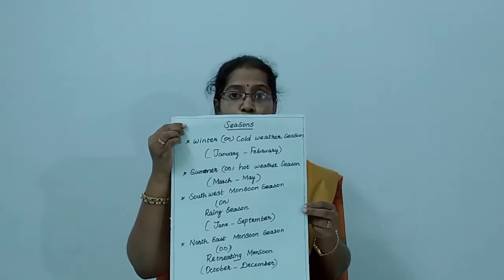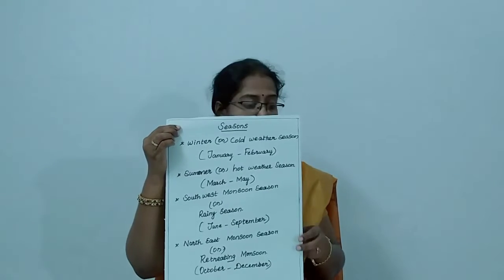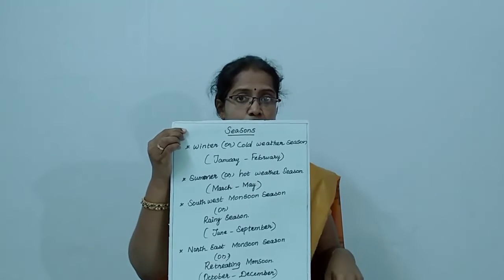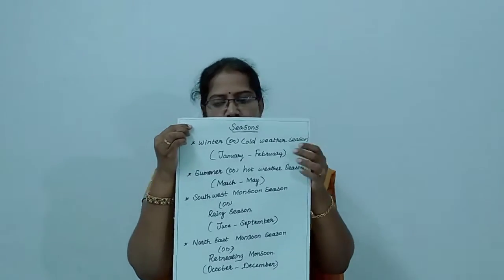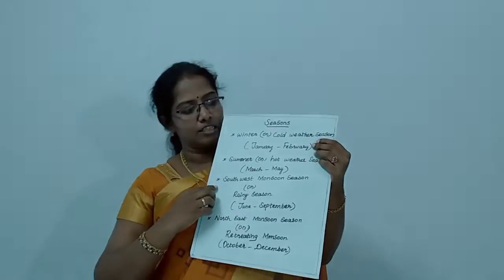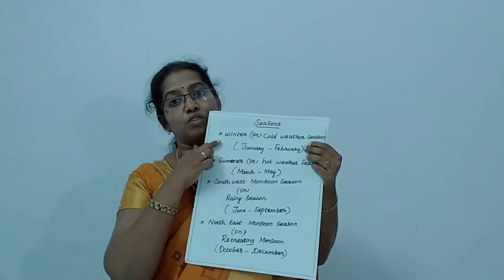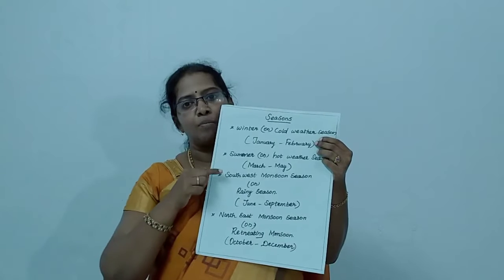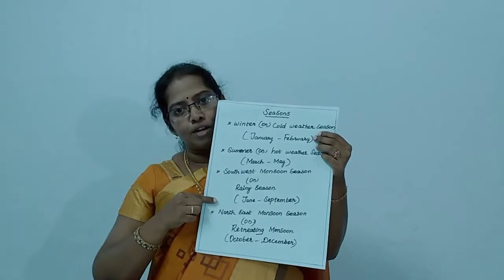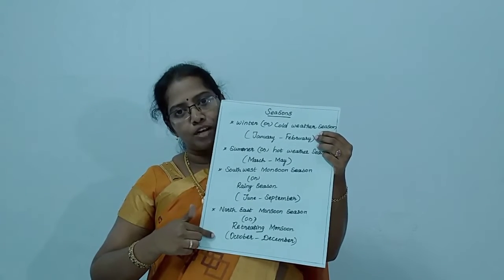When I am teaching you, please stay with your book, children. Whatever I am telling you, you can underline it and mark it in your book. Students, listen carefully. There are 4 types of seasons. What are the seasons? Winter season, summer season, southwest monsoon season, and northeast monsoon season.